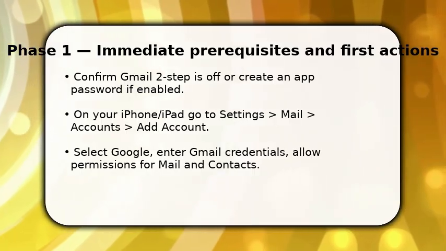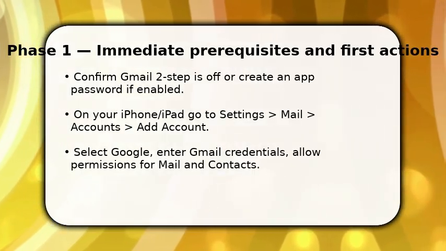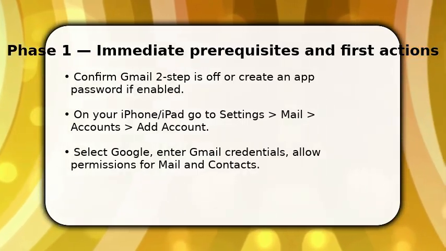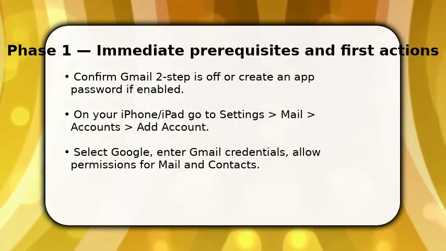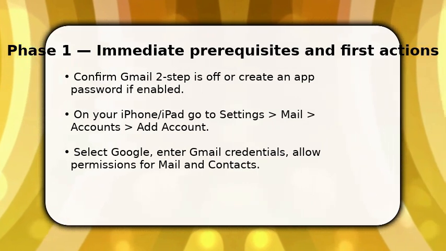Tap Add Account and choose Google. Enter your Gmail address and password, then grant Mail permission. Once done, you'll see toggles for Mail, Contacts, Calendars. Enable Mail. This step connects Gmail to the iCloud Mail app, so your messages can sync to Apple's Mail client.